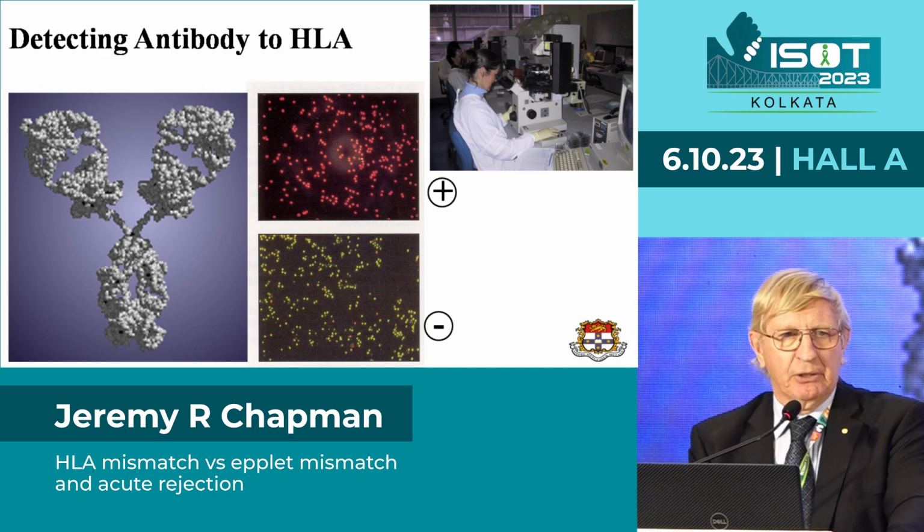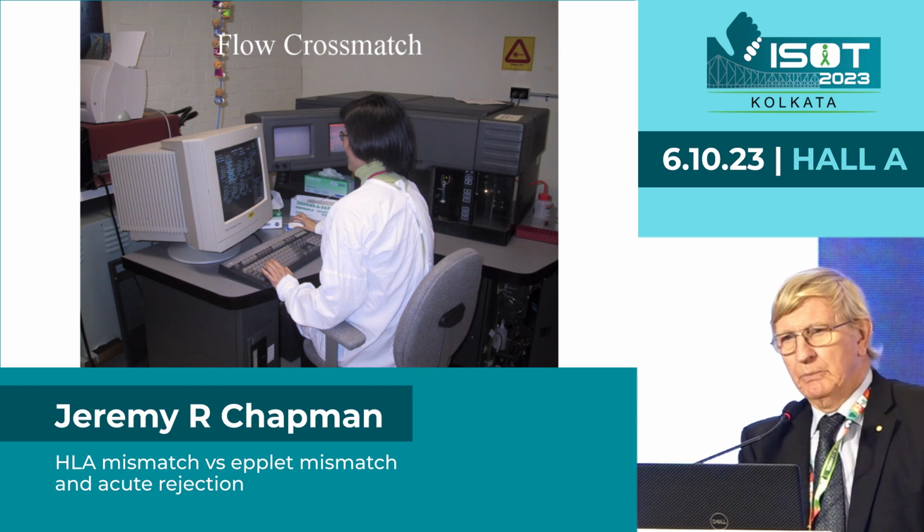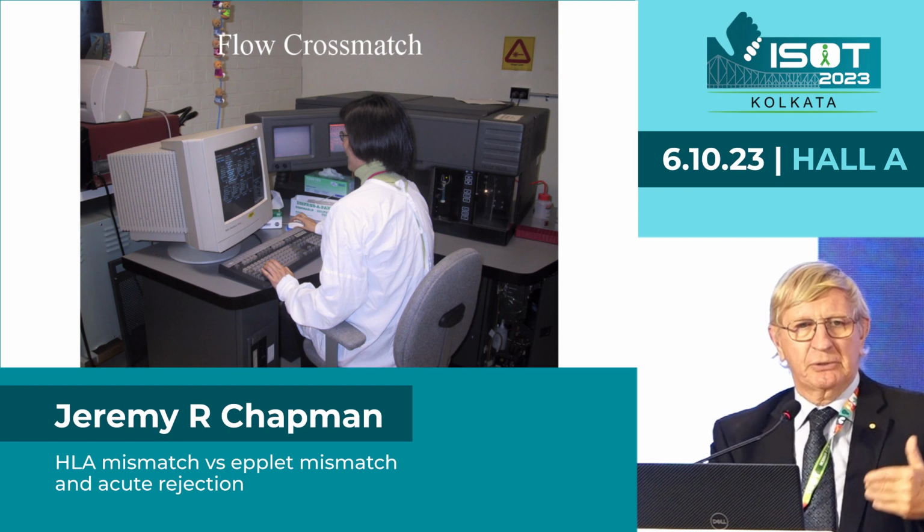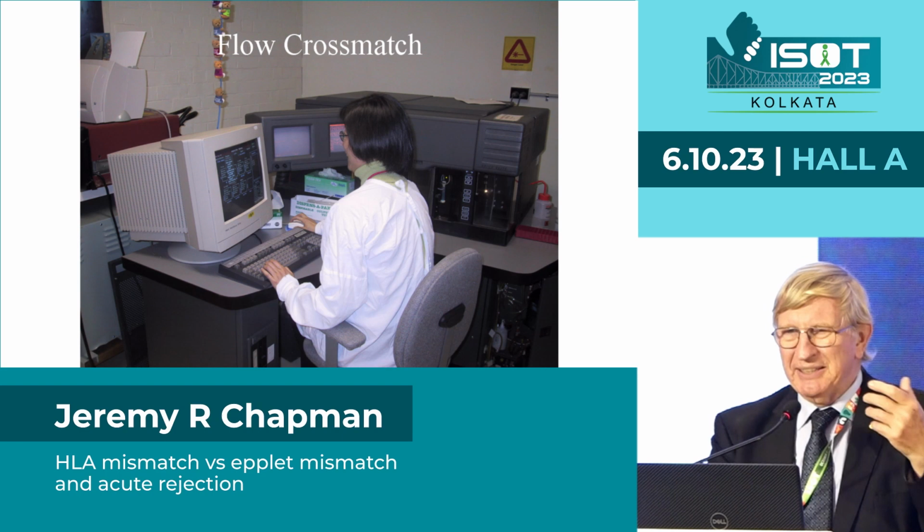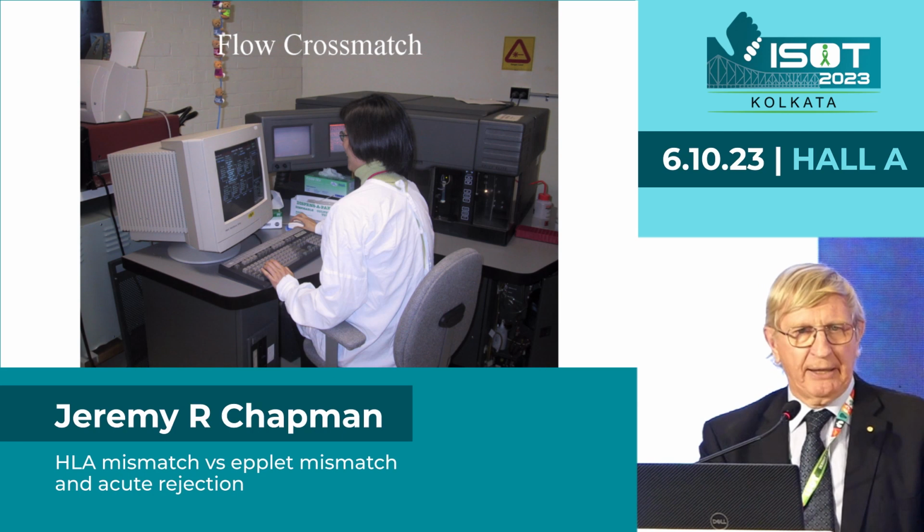And so our typing got more complicated, and we got new technologies, and we went to flow cross-matching because we couldn't understand it all. It was mixed up, and the antibodies were mixed, and we were seeing multiple antibodies, and we were seeing these cross-reactive groups where different HLA molecules seemed to be grouped together, and you could have an antibody to all of them.